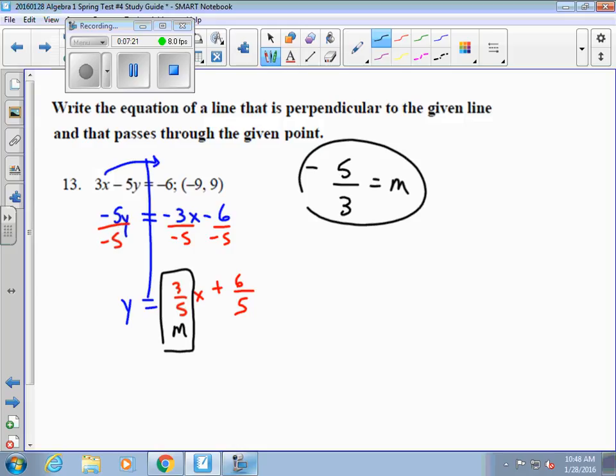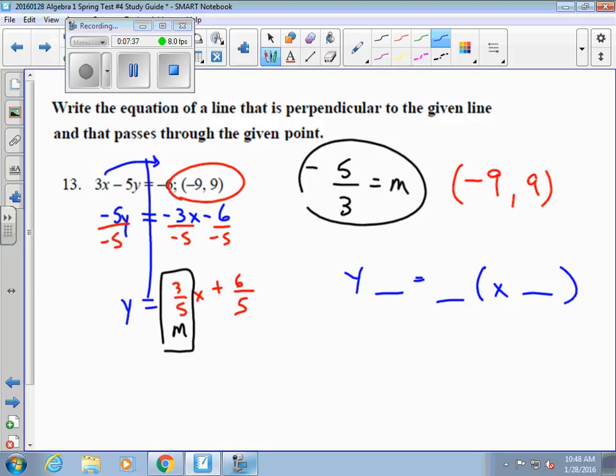We have a slope now, and we have a point, negative 9, 9. So we have a point and a slope. We're going to write point slope form. That's the easiest version. So y minus y sub 1 equals m times x minus x sub 1. M's value goes right here. It's negative 5 over 3, again, because we flipped it and changed it from positive to negative.